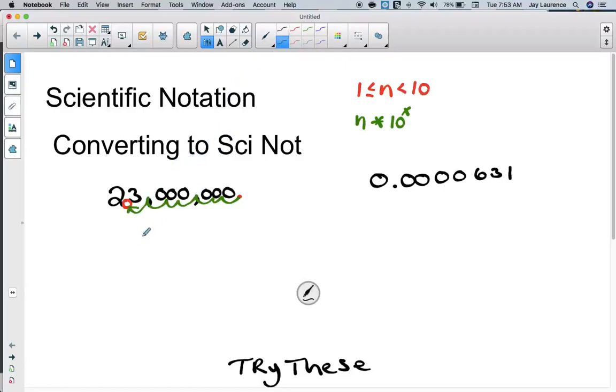So my number in scientific notation is going to be this, but then I have to multiply it by 10 to the 7th power. If I forget to multiply it by 10 to the 7th, I've just turned 23 million into 2 and 3/10. I'm not allowed to do that.